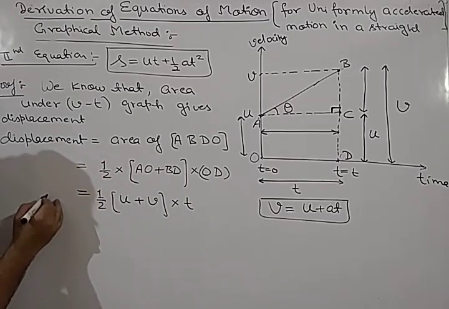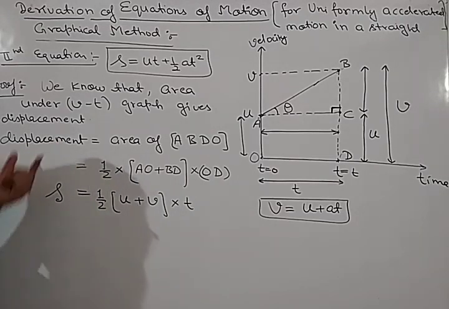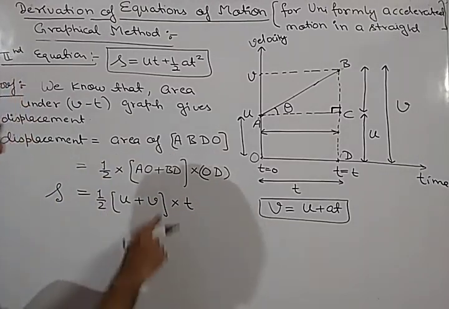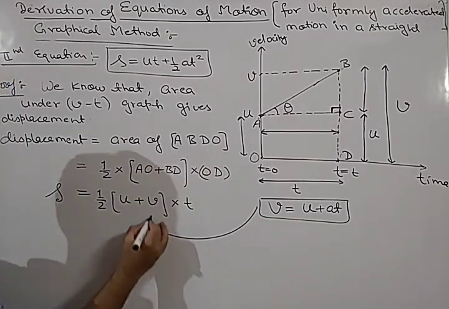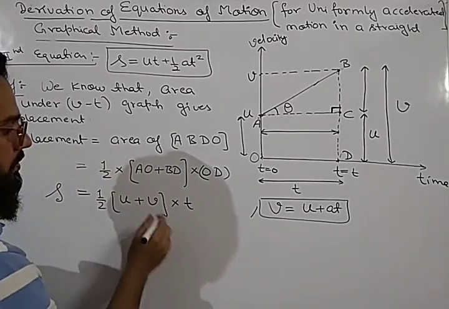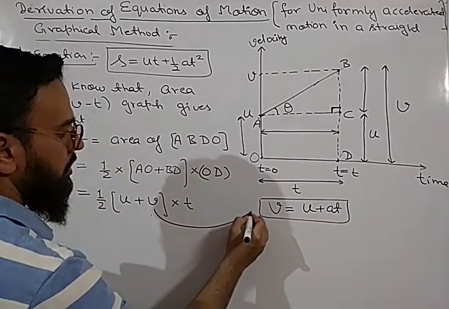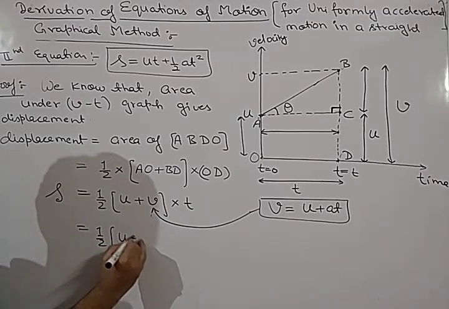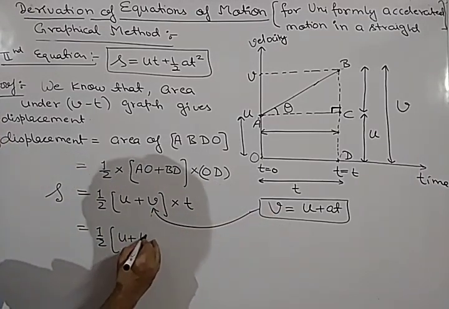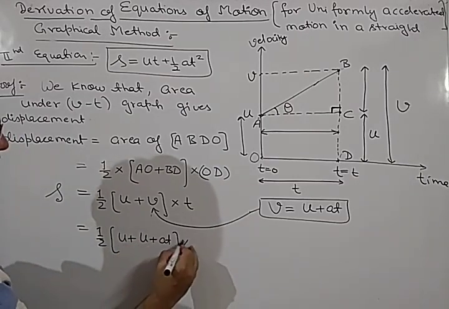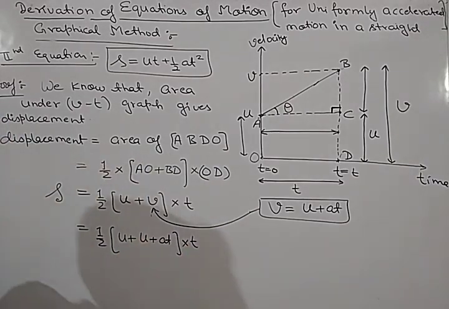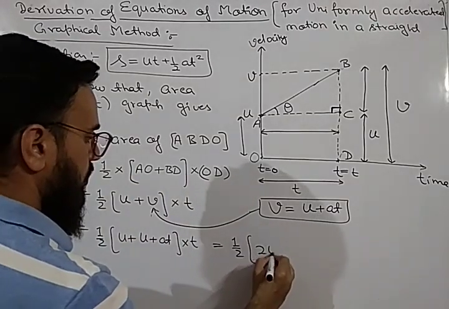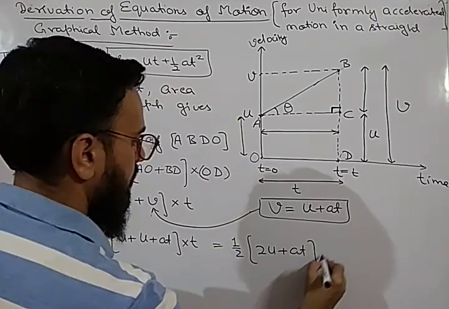So what is displacement? We are denoting it by S. So S is displacement, half U plus V into T. Now putting the value of V, we are going to put this value of V in this equation. So what will we get? It will be half U plus, in place of V it is U plus AT, into T again. So it will be equal to half 2U plus AT into T.